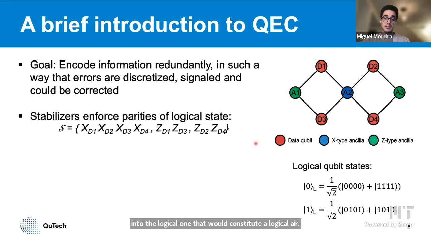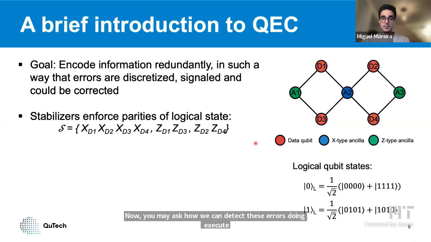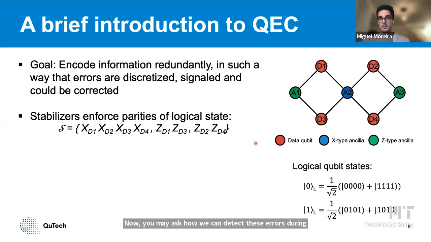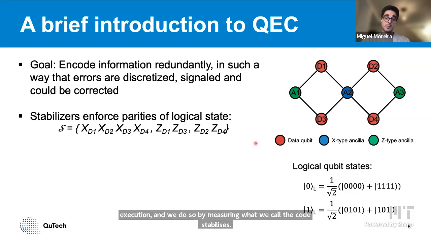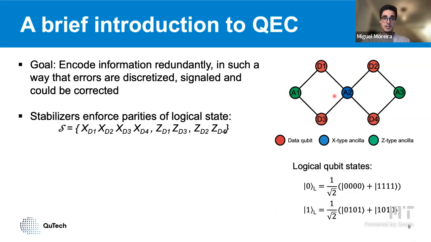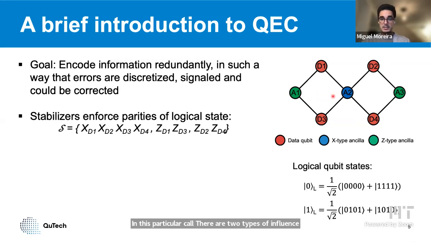Now, you may ask how we can detect these errors during execution, and we do so by measuring what we call the code's stabilizers. These are operators that map the parity of this highly entangled state onto auxiliary qubits, which we have described here as A1 to A3. In this particular code, there are two types of auxiliary qubits, X-type and Z-type.